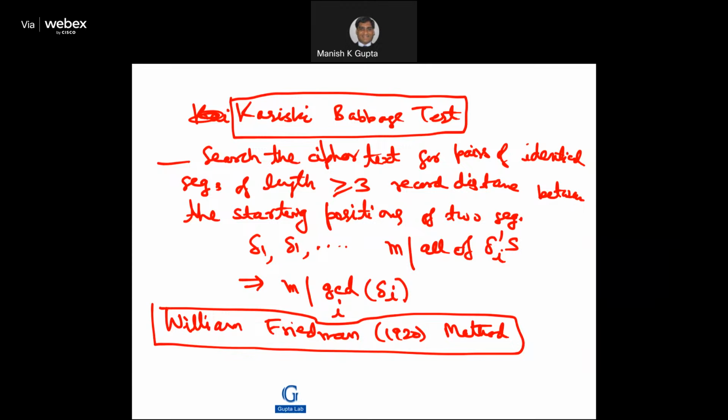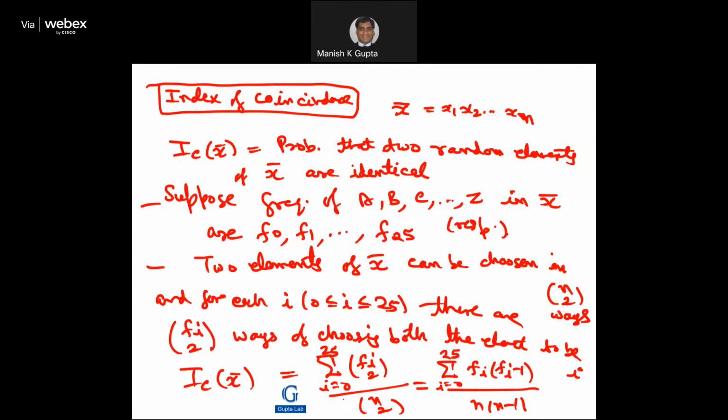Okay. Now we are going to talk about the William Friedman method of 1920. This method is known as index of coincidence. So what we do, we start with x. Suppose x is equal to x1, x2, ..., xn. And IC of x, known as index of coincidence of x, is the probability that two random elements of x are identical. X is a vector, x1, x2, ..., xn. What is the probability that two random elements of x are identical? I am writing it IC of x.